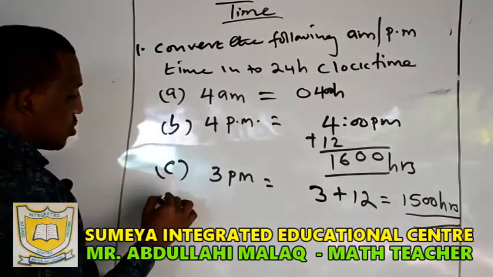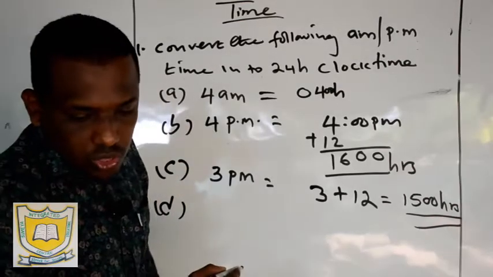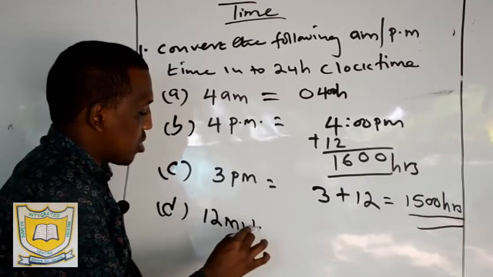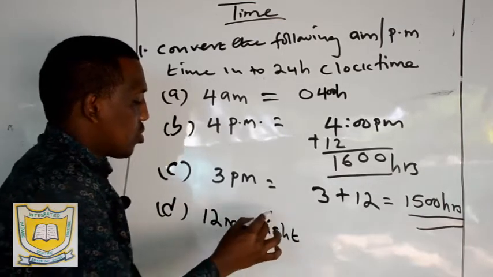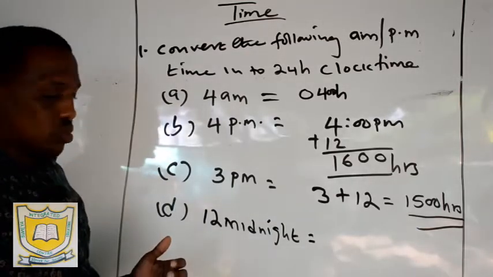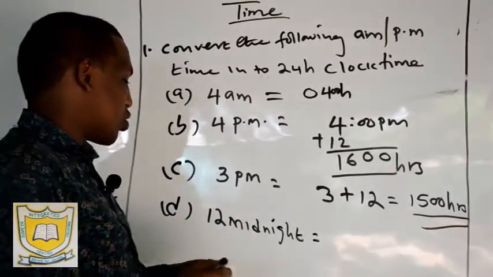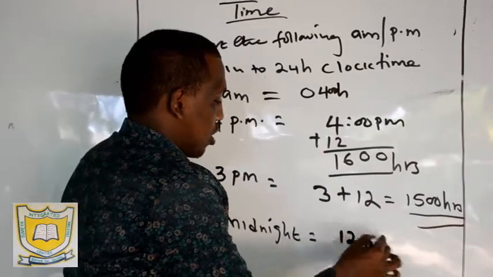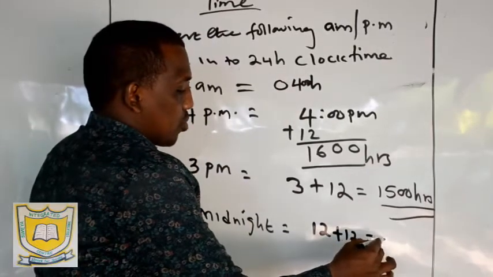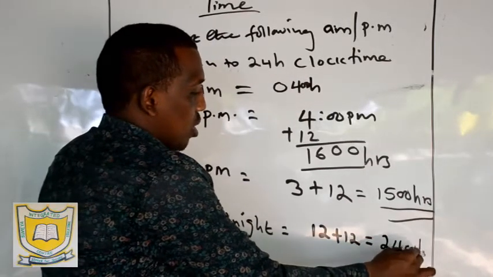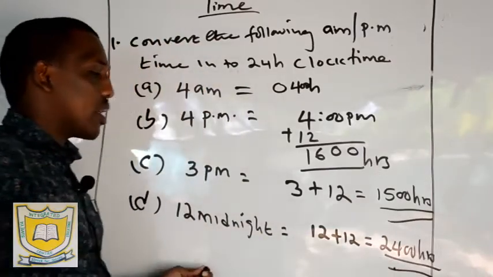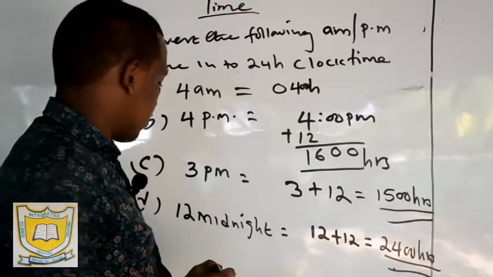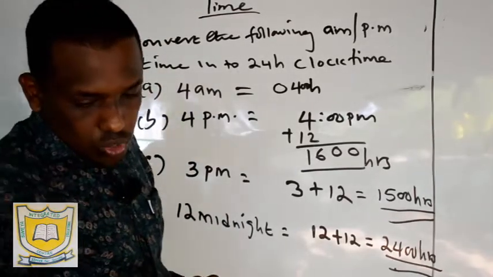Another question here, you are told 12 midnight. We want to change it into 24-hour clock system. So we add 12, so it will become 12 plus 12, that is 12 midnight plus 12 hours. It will become 2400 hours. So when we are changing midnight into 24-hour clock system, it will become 2400 hours. That is how we solve.